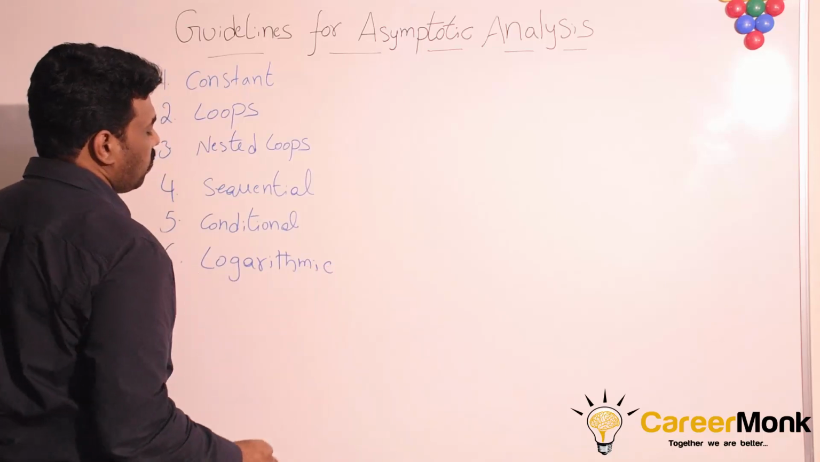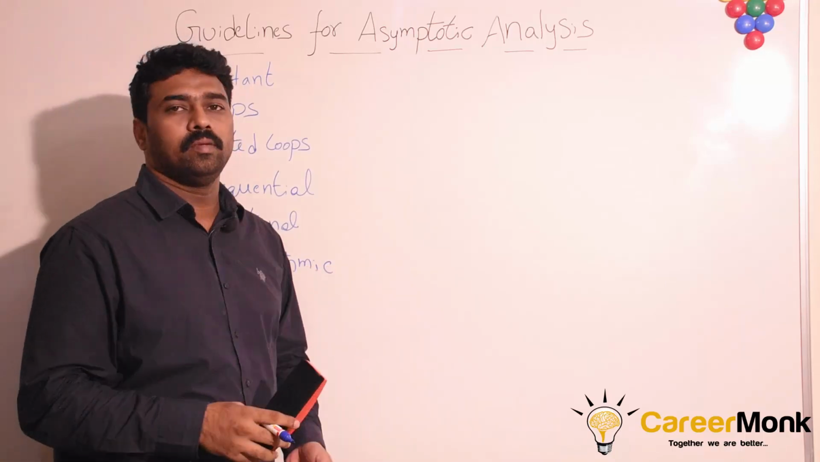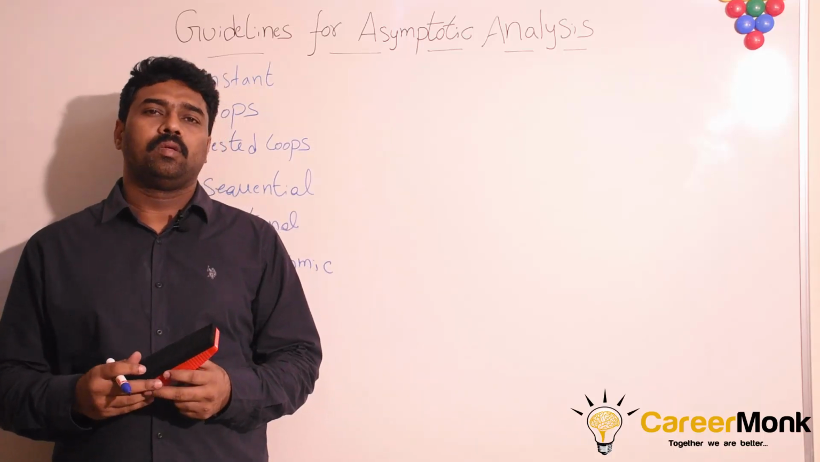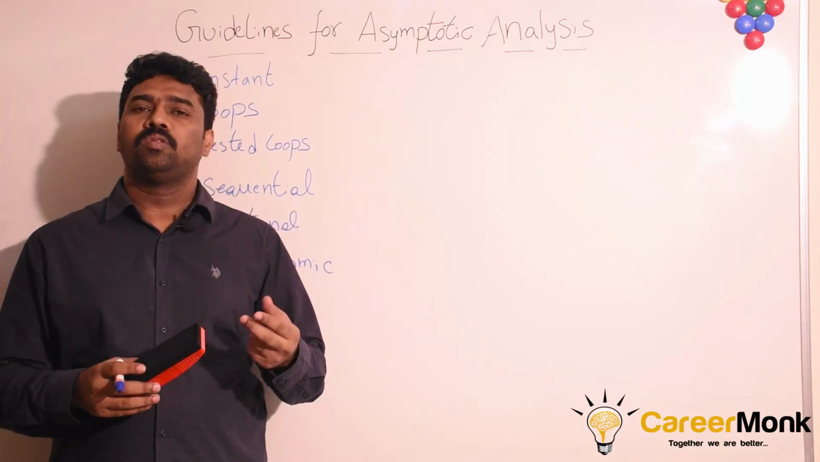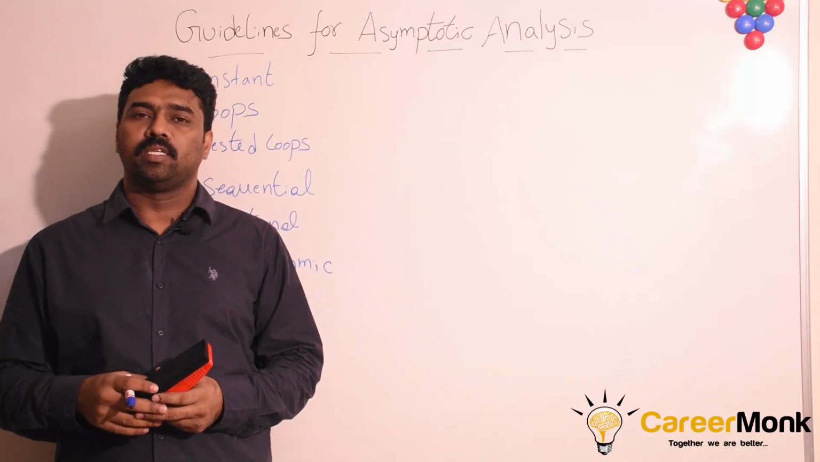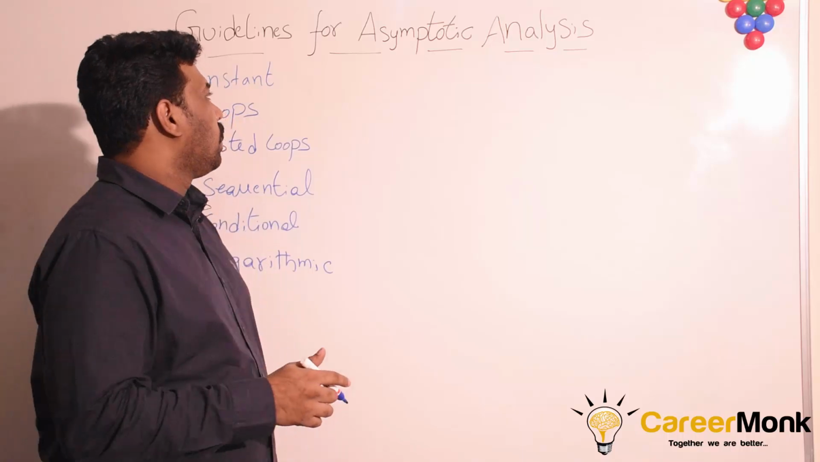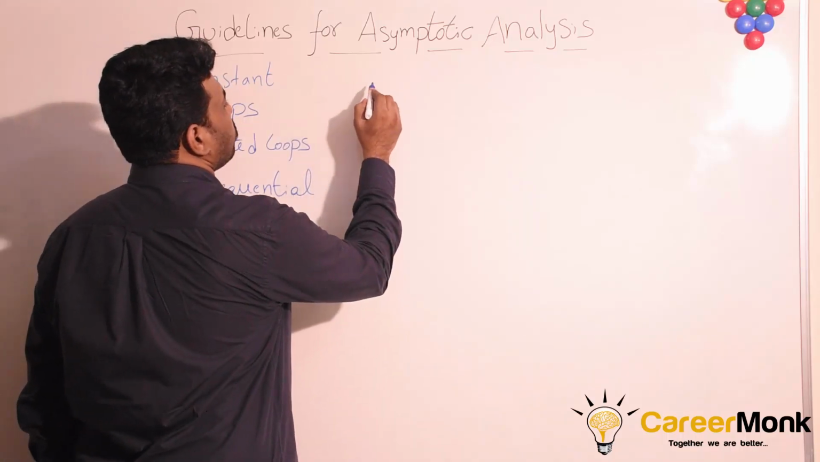When do we say the given algorithm has logarithmic time complexity? For example, binary search, merge sort, heap sort, these are all associated with logarithmic time complexity. When do we get such complexities? Let us consider this simple function.